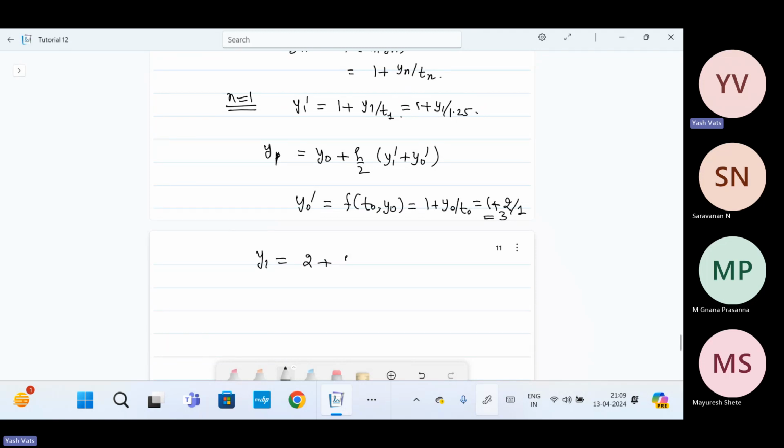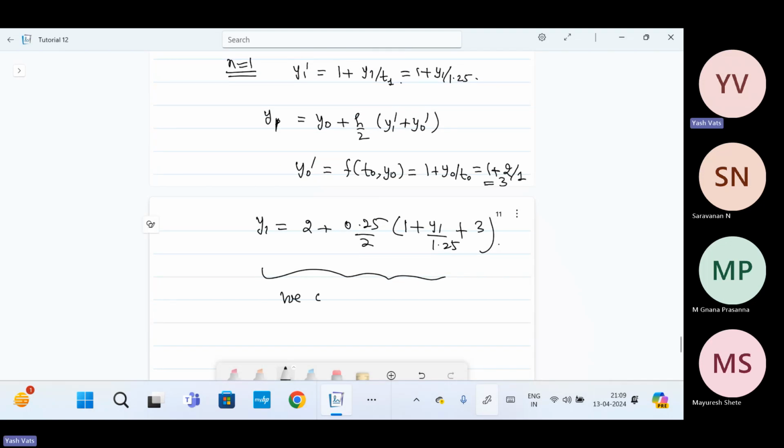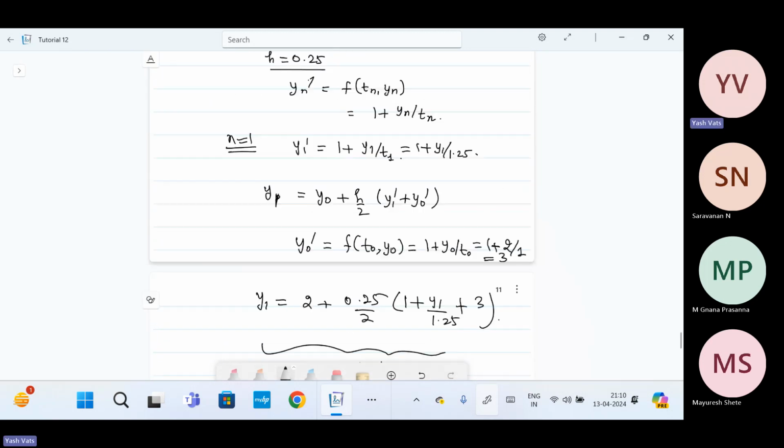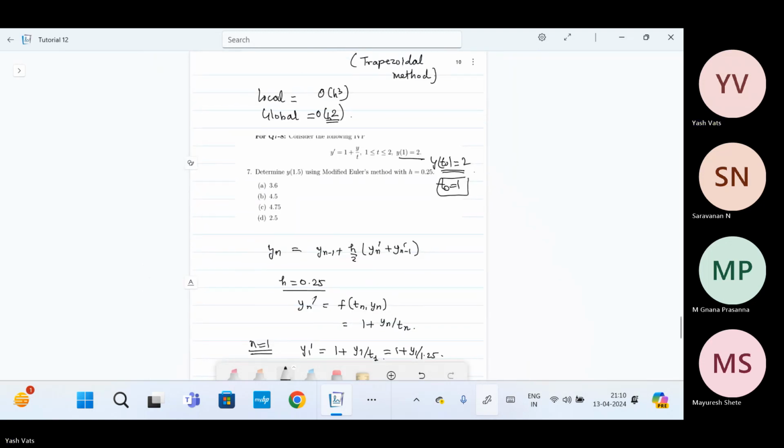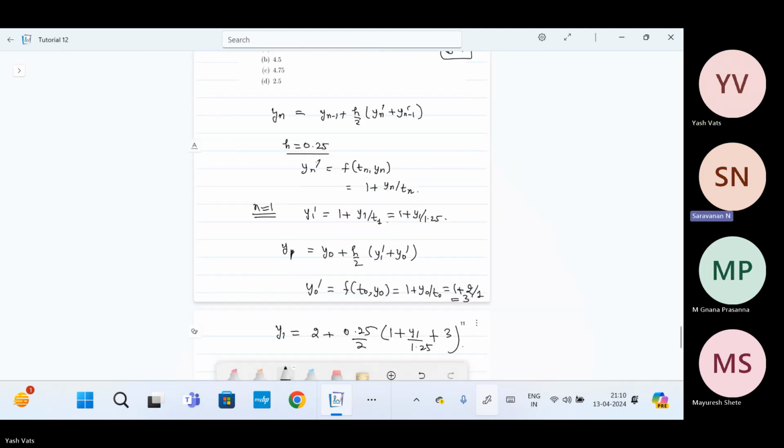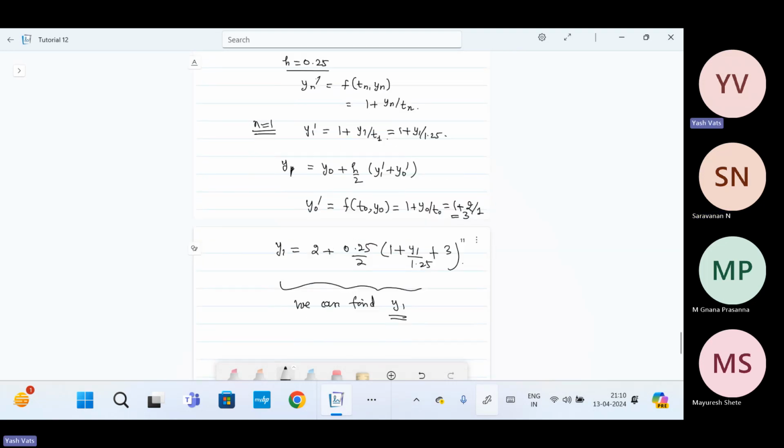So y1 is y naught plus 0.25 by 2 times y1 prime plus y naught prime. y1 prime is 1 plus y1 by 1.25, plus y naught prime, which is 3. Then you can find out what y1 is from this equation, right? We can find y1, and once we find y1, we can find y2 from the second. The last line comes from this.